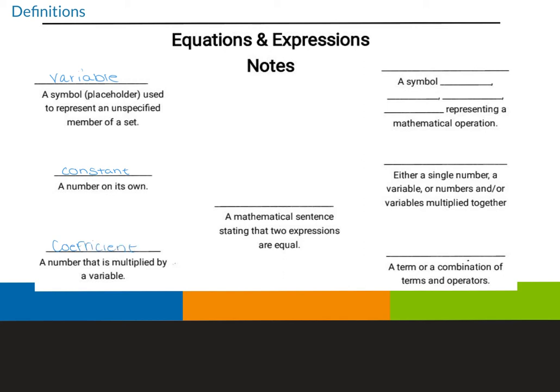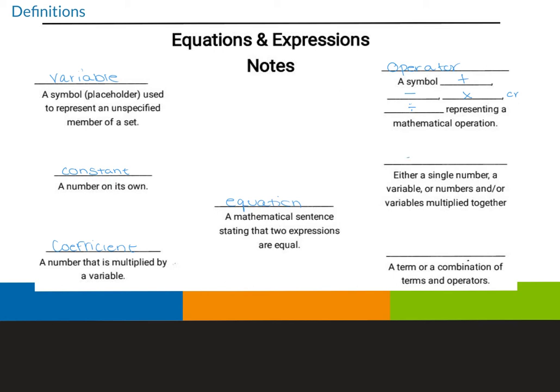All right. A mathematical sentence stating that two expressions are equal is called an equation. So we can definitely tell that the difference between an equation and an expression is that an equation has the equal sign and an expression is just terms put together. So operators, so we've been working with operators for a long time. All right, so it is a symbol. So we have add for addition, minus for subtraction. We can use the X for multiplication, or we have our division representing a mathematical operation.